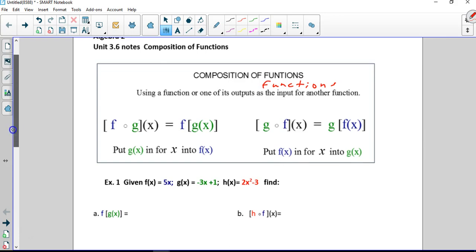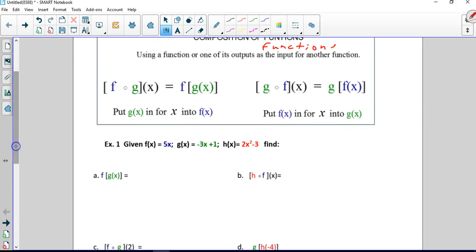Let me quiz question. What was the letter? What letter was missing for the word functions on the day 6 notes?